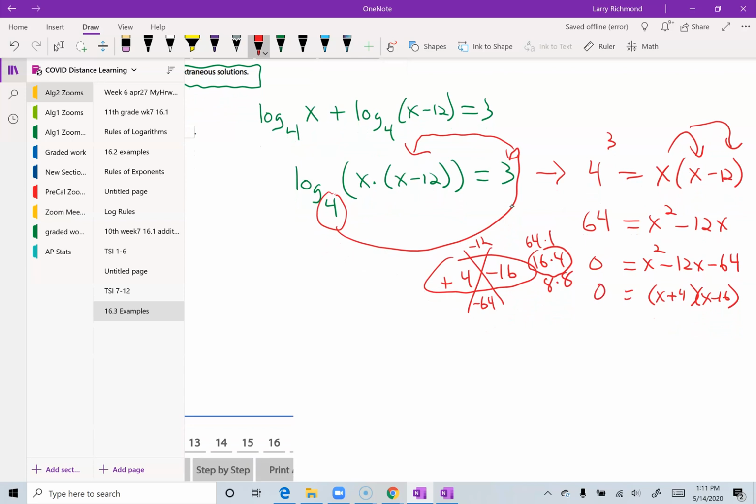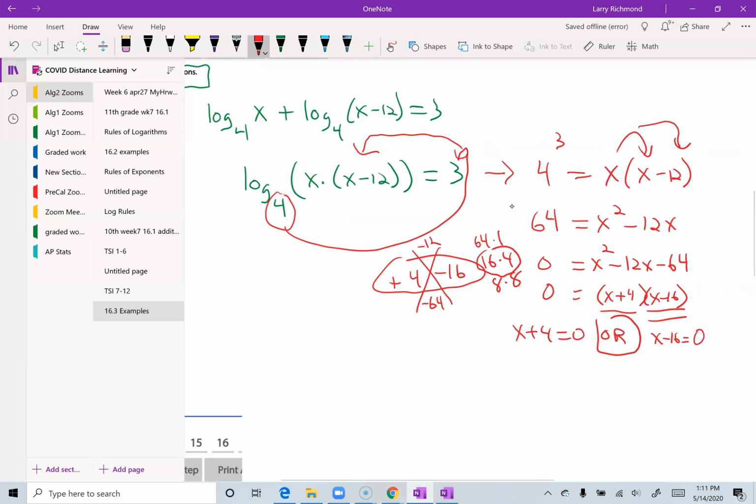So our zero product property says if two factors are multiplied together to be 0, one of them must be 0. We could say x plus 4 is 0, or x minus 16 equals 0. Adding 16 to both sides here gives us x is 16. Subtracting 4 gives us x is negative 4. So we think these are our solutions. One of them might not be.